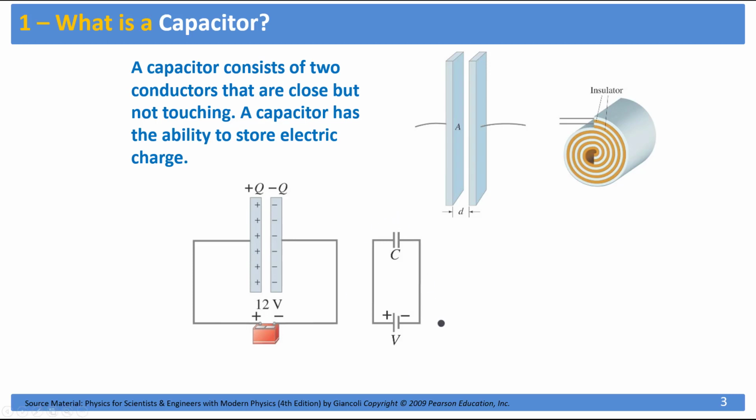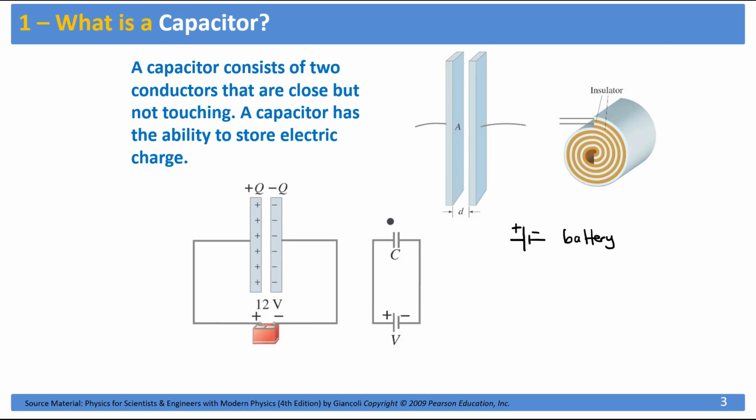Whenever we study circuits, we usually use a circuit diagram such as this one, and in a circuit diagram we use different symbols for different circuit elements. For example, for a battery we use this symbol, which has two legs, one long and one short, and the long leg represents the positive terminal of the battery and the short leg represents the negative terminal of the battery.